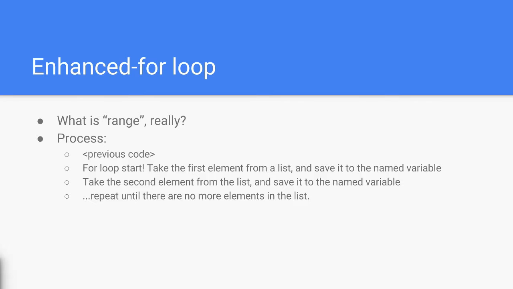And then, for the second iteration, it'll take the second element from the list, save it to variable i, and then call the code. In this case, this will print 1 because 1 is the second element of the list. It will repeat this process over and over again until it encounters the last element of the list, upon which it will stop.